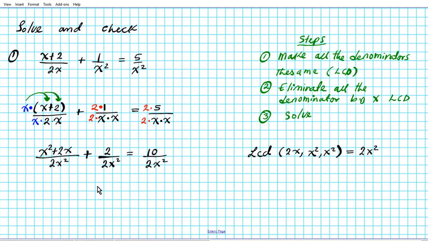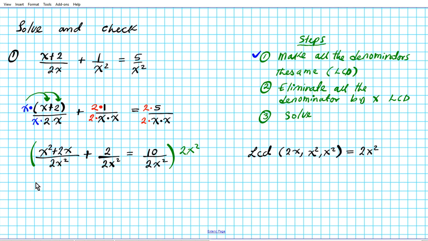Okay? Alright, we're done carrying out step number 1. Now we're going to move on to step 2, which is the elimination of the denominator by multiplying by the LCD. So what we're going to do is multiply the entire equation by the LCD 2x squared. Now what happens is that this 2x squared is distributed to all the three terms. Okay? When you distribute it, what happens is that 2x squared is going to cancel out the denominators.